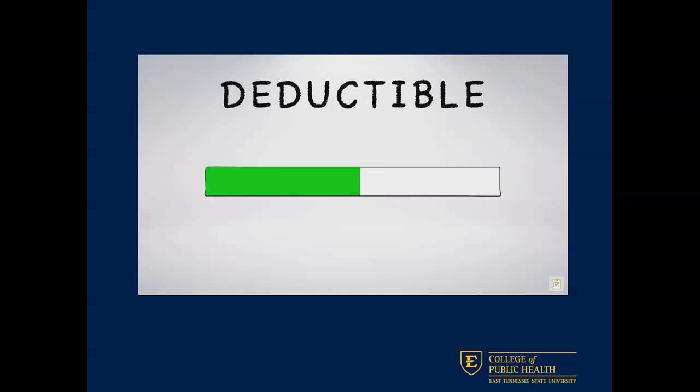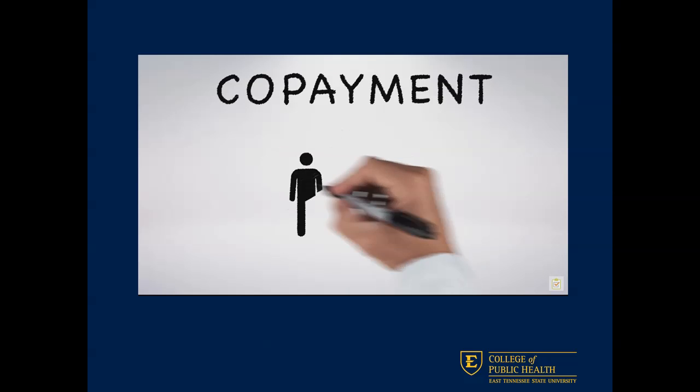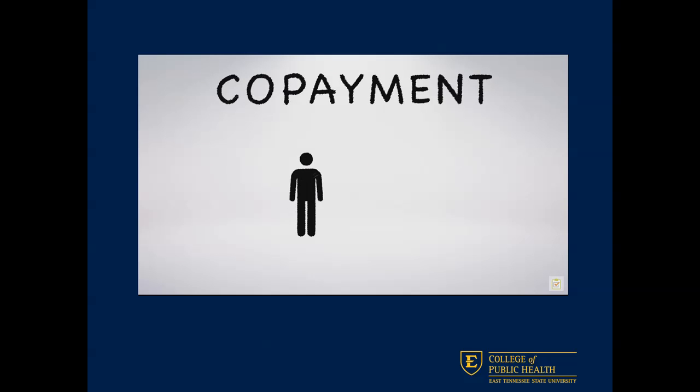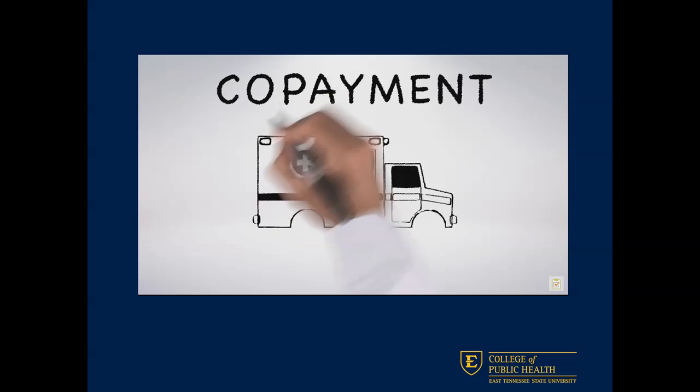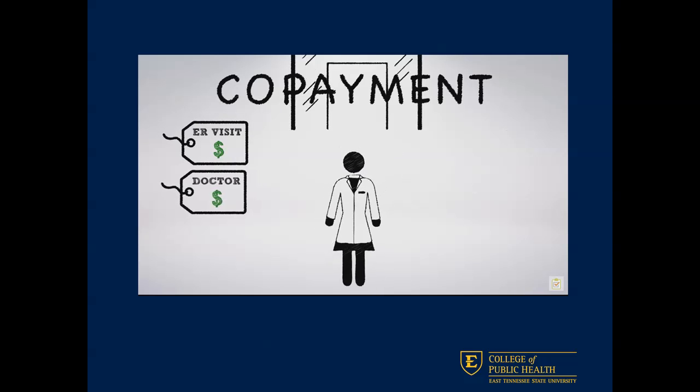Once you've met your deductible, you may still have to pay a certain amount out of pocket for services. One type of out-of-pocket cost is a co-payment or copay. This is a flat fee that you must pay for specific health-related services such as a visit to the ER for an injury, a trip to the doctor when you're sick, or picking up a prescription from the pharmacy.